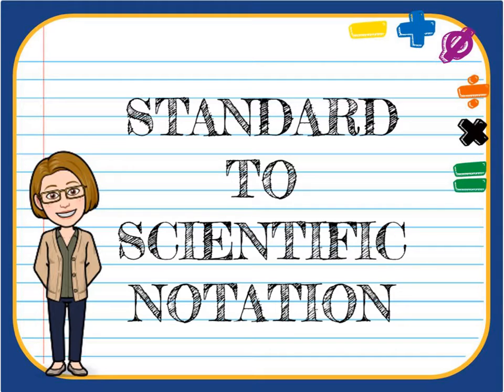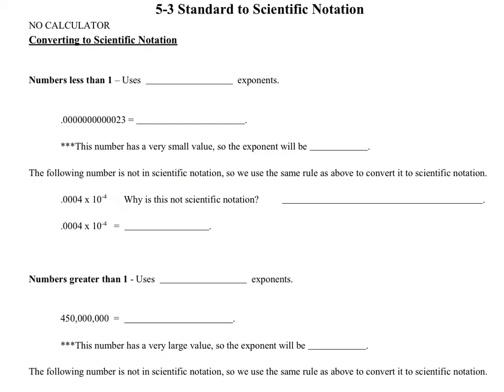We're going to take a look at converting from standard notation to scientific notation. So again, scientific notation is used to describe either very large or very small numbers in a compact way. When we're describing numbers that are less than one, so what you might think of as decimals, we use negative exponents.